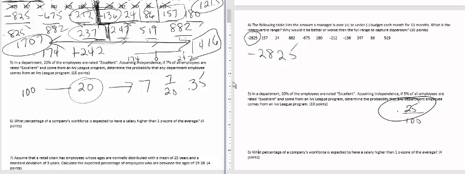I don't know why I'm losing the ink on that side. Well, there you go. Came back.